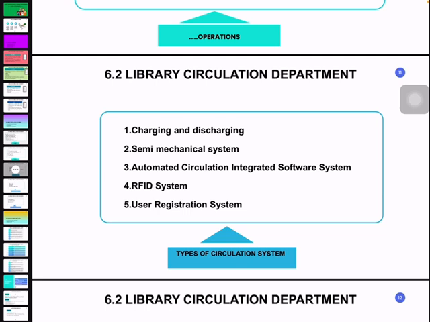This is used by the system adopted by a library. Ikutlah library tu guna sistem apa, and then when they are doing circulation, they are using that system. Next, we have RFID system. I believe that all of you are familiar with what is RFID system. And then user registration system. These are all the types of circulation system.